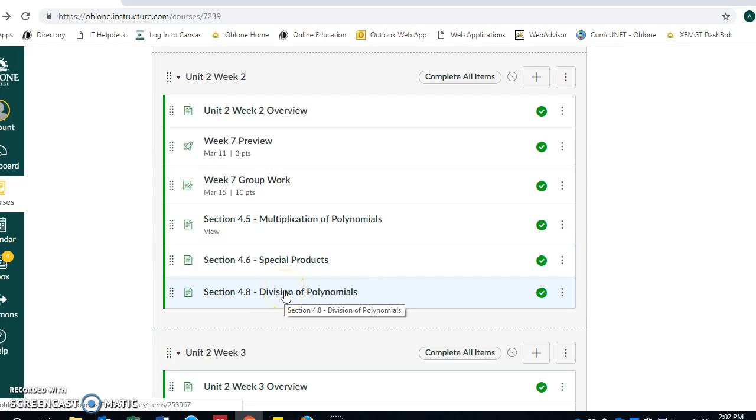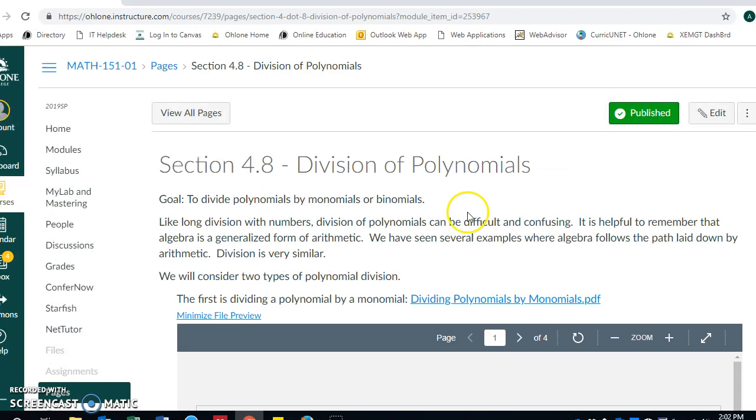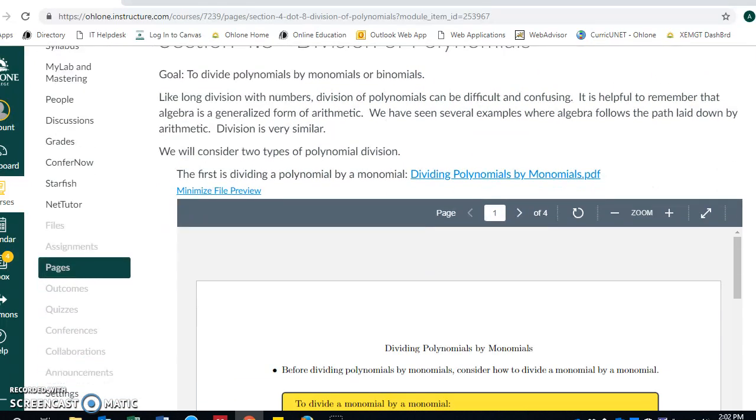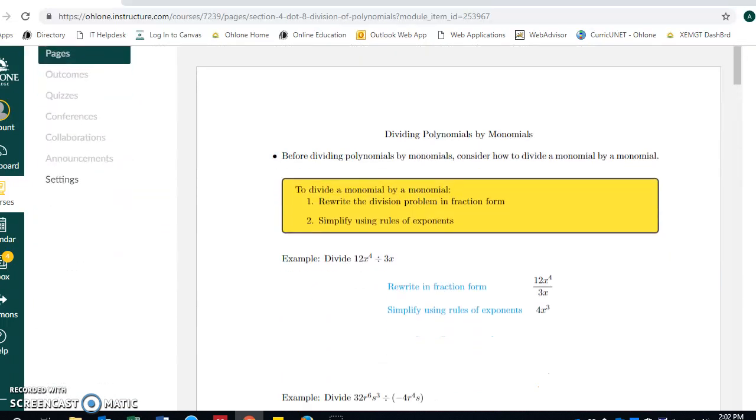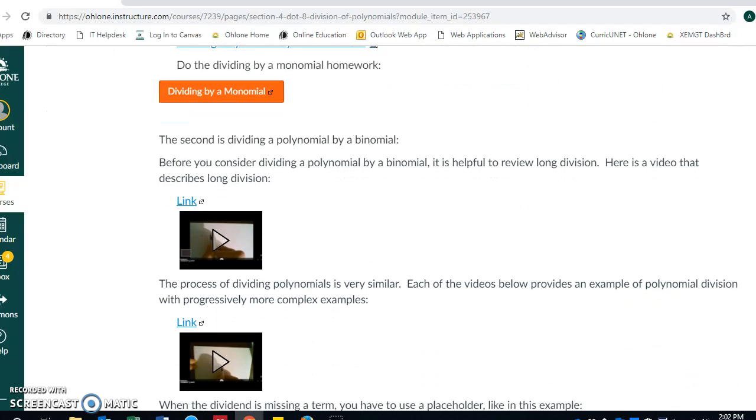Division of polynomials is different. This is challenging. It's going to take you time, and I would really encourage you to go through it. Dividing by a monomial is just rewriting and then simplifying. But dividing by a polynomial is much more complicated. This is long division in your worst nightmare. And really, the process here is just one of repetitiveness. And it looks exactly like long division.